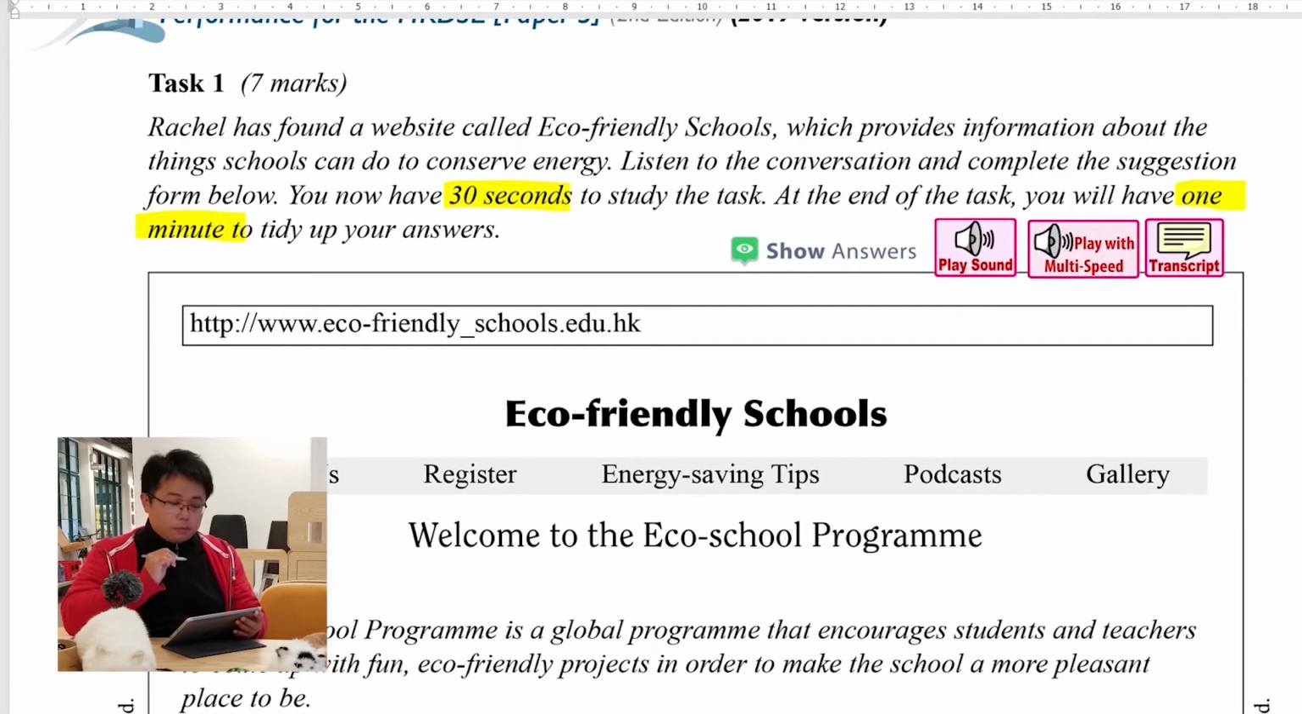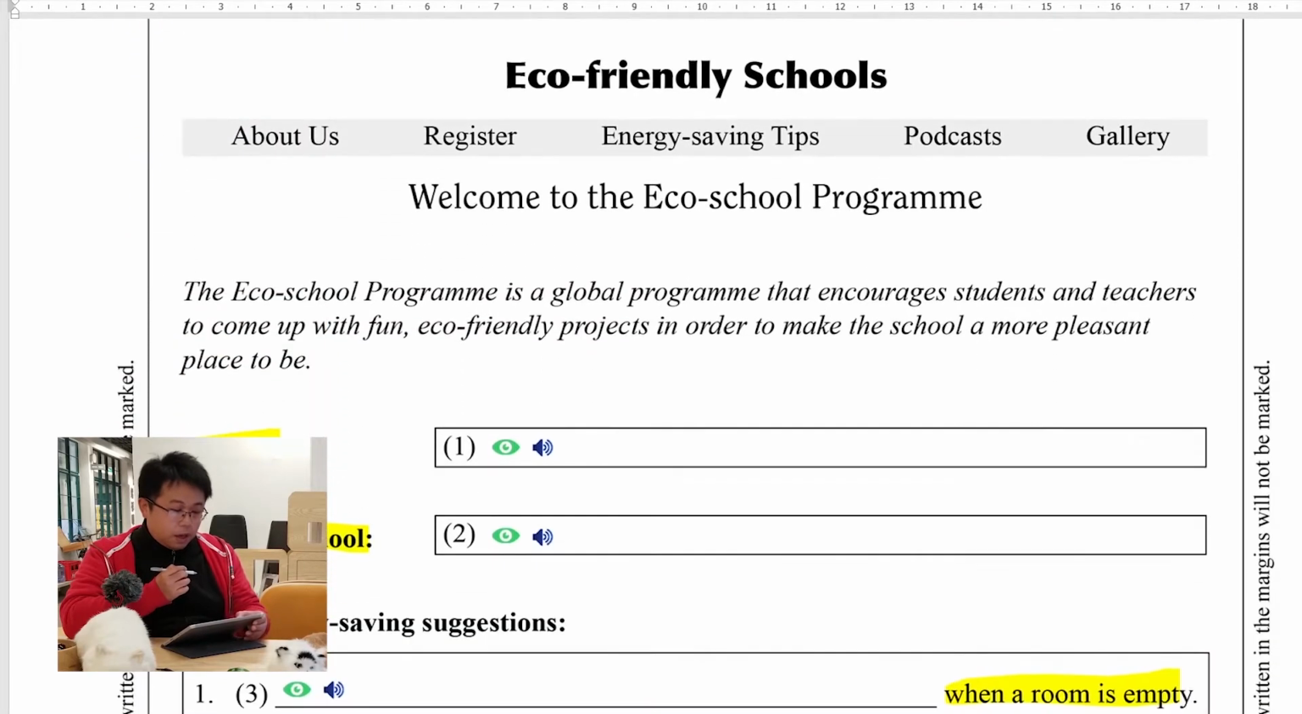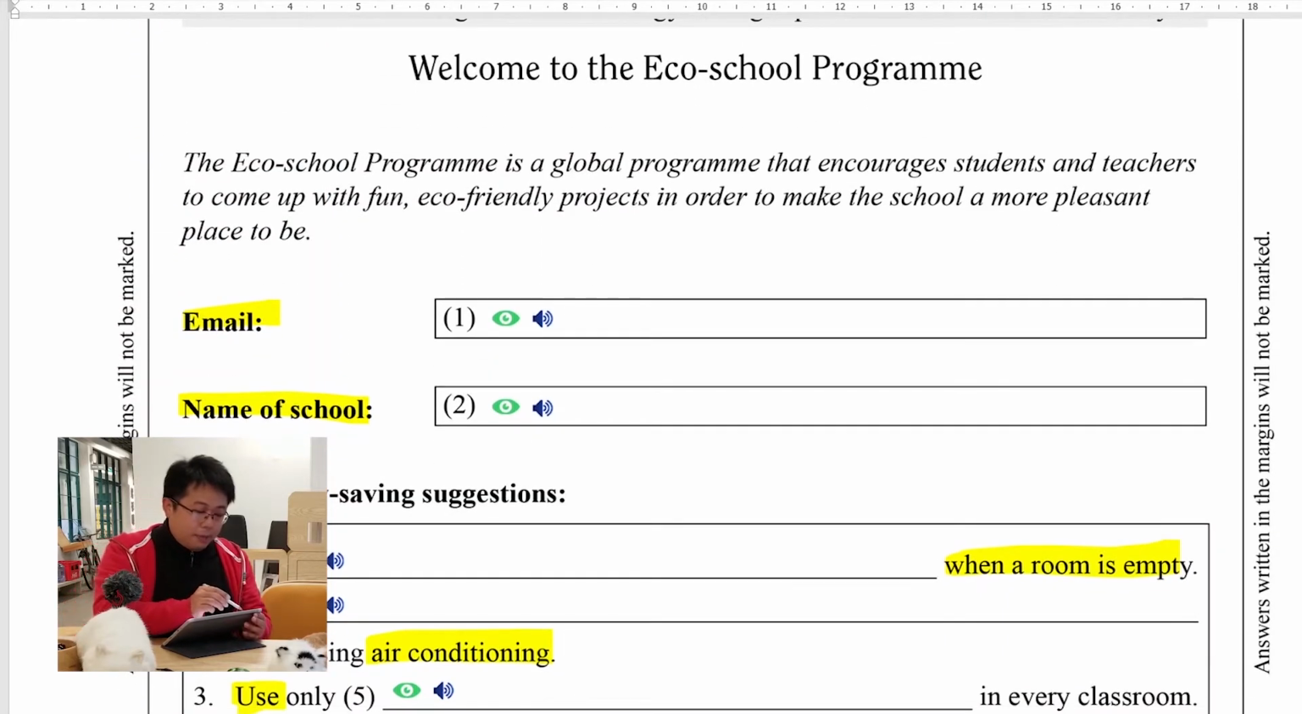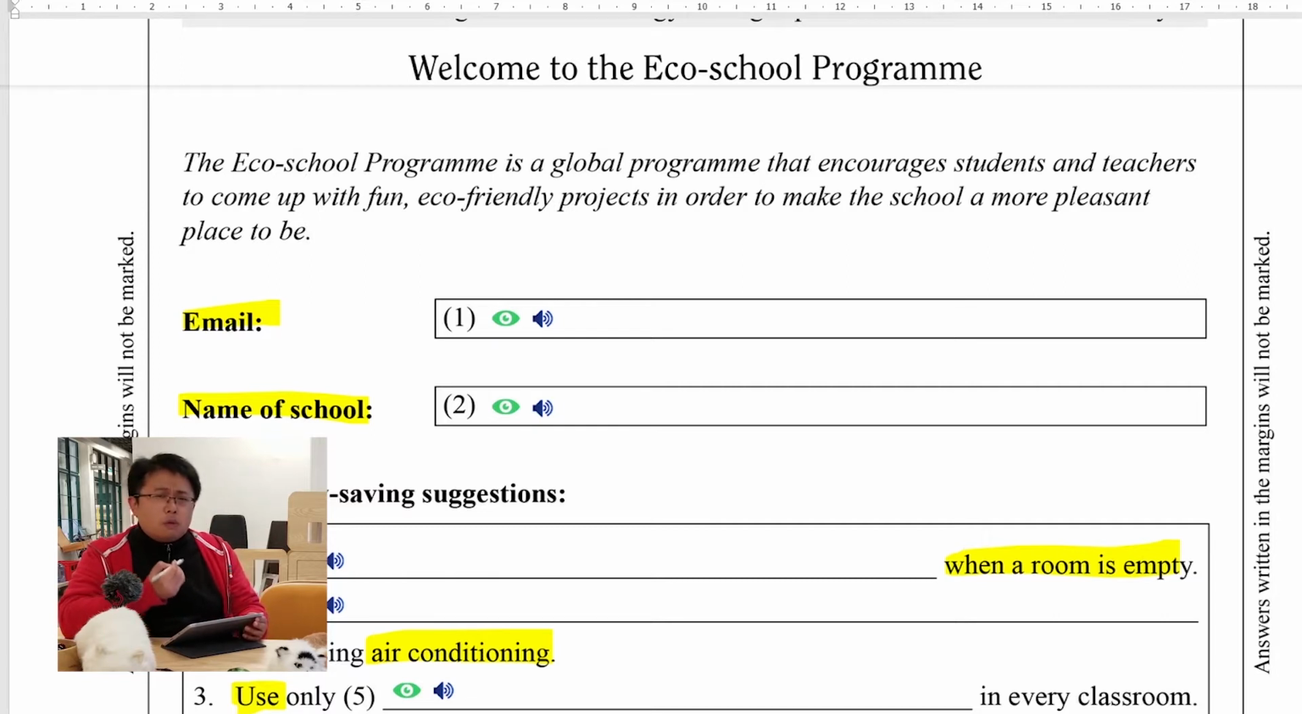For task 1, you see that this is a website, and you have 30 seconds to study the task, and after that, you have 1 minute to tidy up your answers. So, what should you prepare? Let's see. First of all, we see email. So you have to guess the answer. What may you hear?